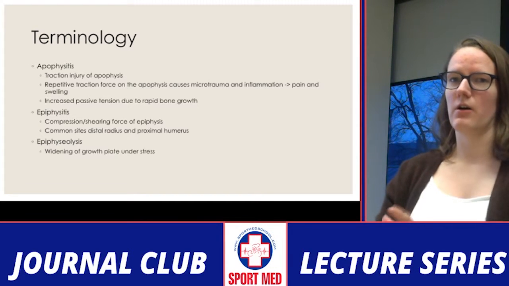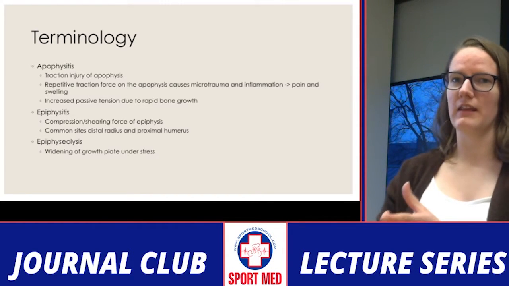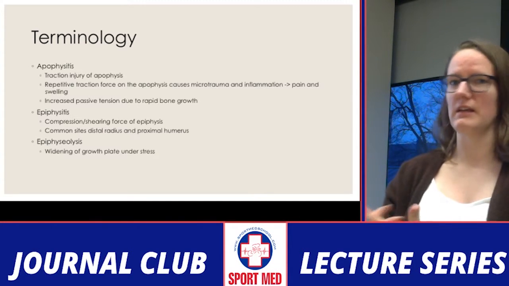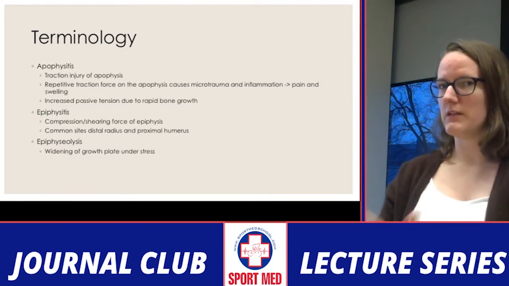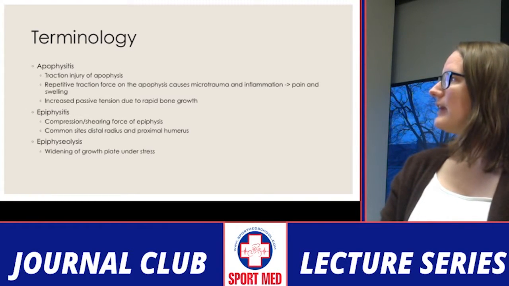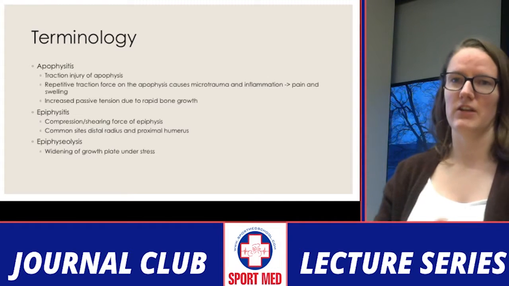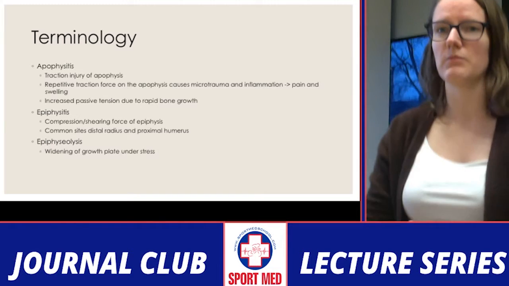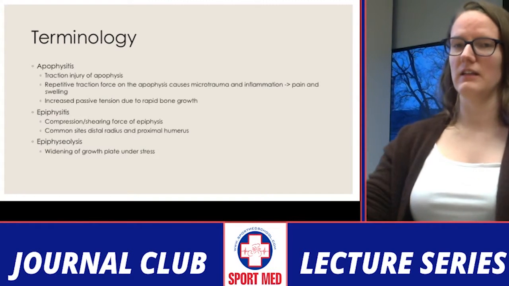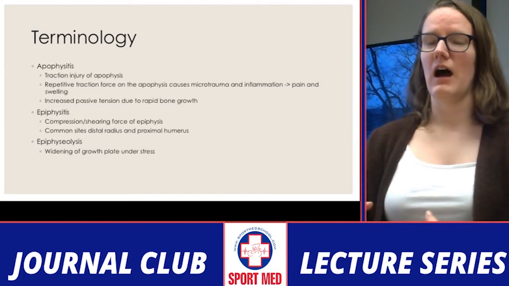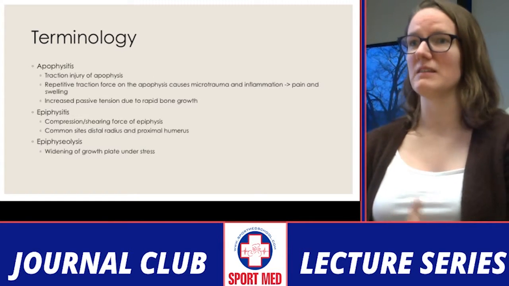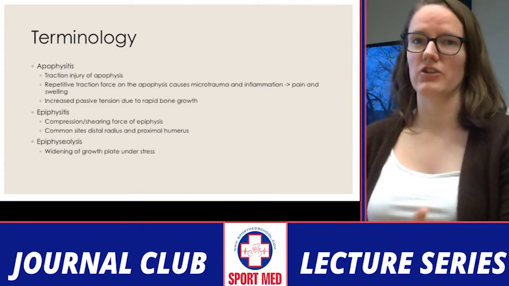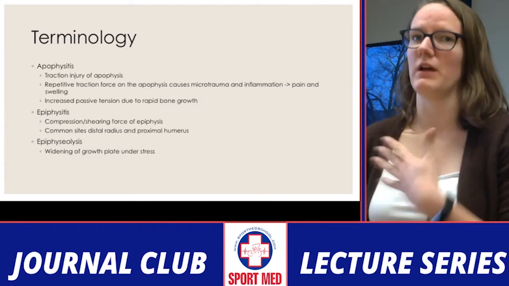But also, in one of the articles we're discussing, they mentioned another way in which apophysitis can develop, because it can also be seen in more sedentary, more obese individuals. And they noticed the phenomenon of increased passive tension through that tendon and through that growth plate, just through how fast the bones are growing, and that the tendon cannot lengthen at the same speed as the bone. And so that's why you also can have increased traction and then the inflammation, microtrauma, pain, and swelling.